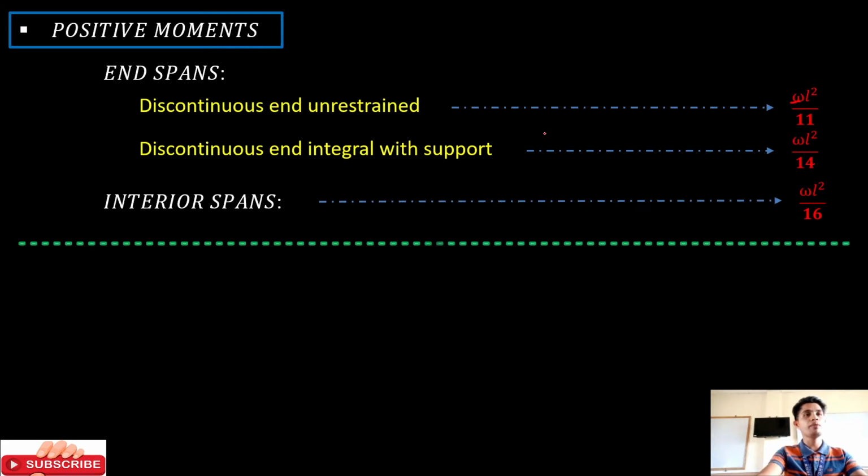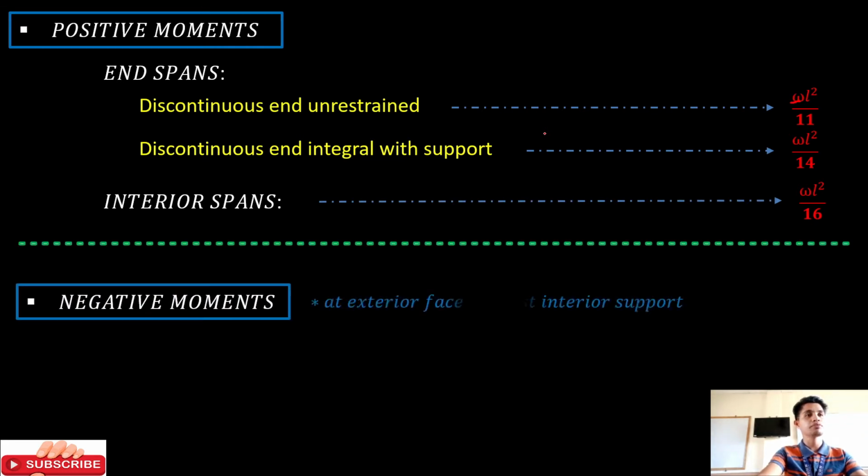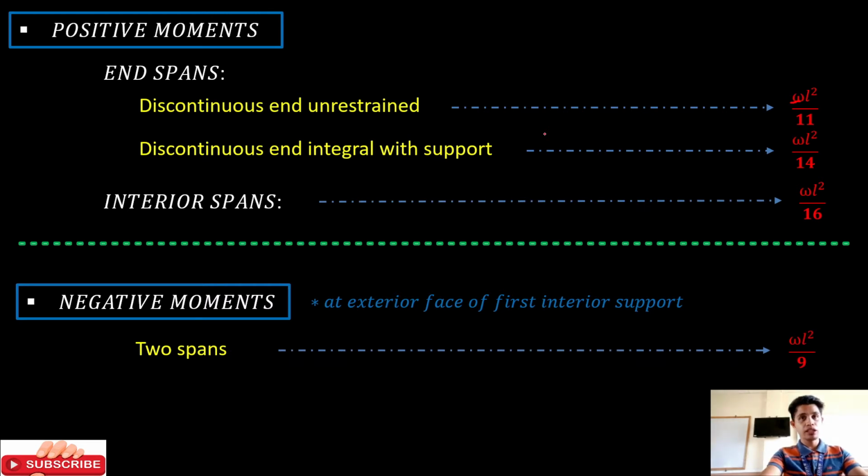So, pag negative moments naman, yun, at exterior face of the first interior support. Mamaya pakita ko sa drawing. Exterior face, sabihin nating panlabas na face ng ating first interior support. Pag 2 spans, wL squared over 9 ang negative moment. Kapag more than 2 spans, wL squared over 10. So, marami pang negative moment.